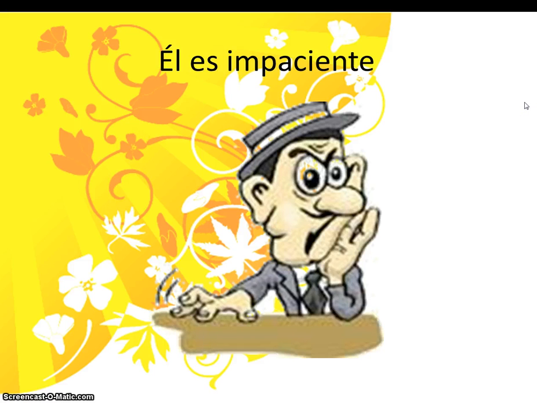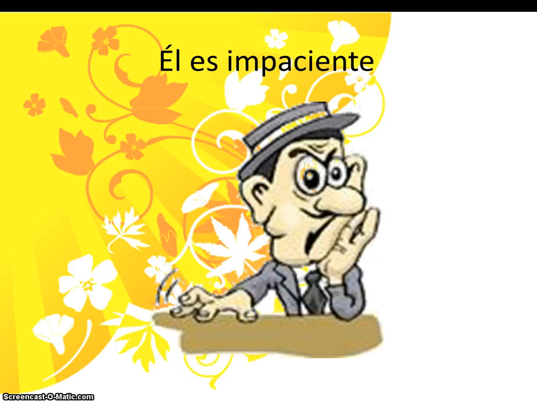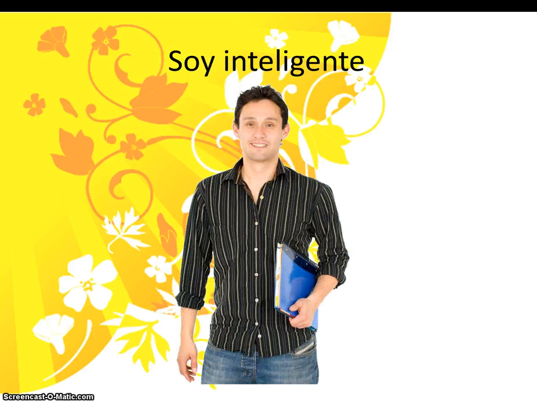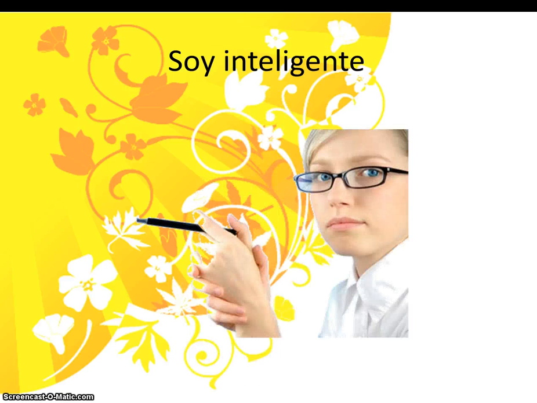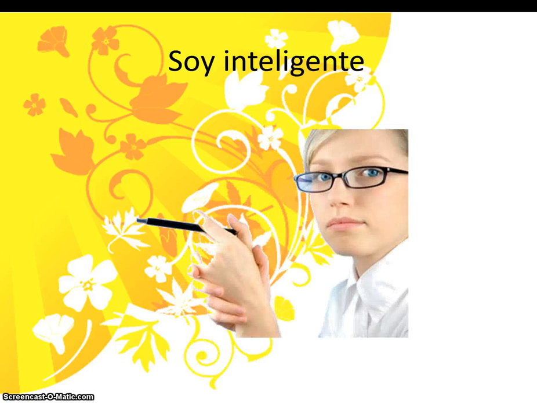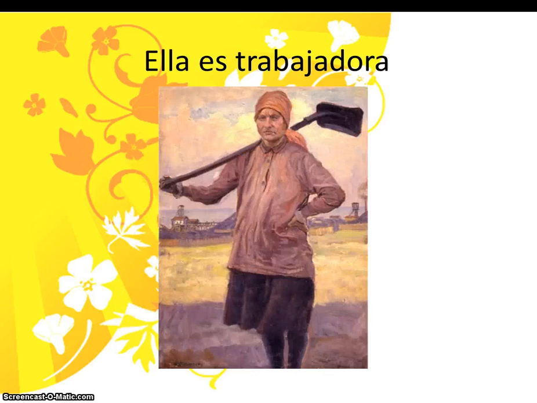Now some of them don't end in O or A. For example, impaciente. Él es impaciente. Ella es impaciente. Okay, so I go back. Él es impaciente. Ella es impaciente. Soy inteligente. He's saying, I am smart. Soy inteligente. Now she's saying it. Soy inteligente. I am smart. Same thing at the top, it doesn't even change, right? That's interesting. Él es trabajador. It doesn't end in an O or an A or an E. That's interesting. Ella es trabajadora.